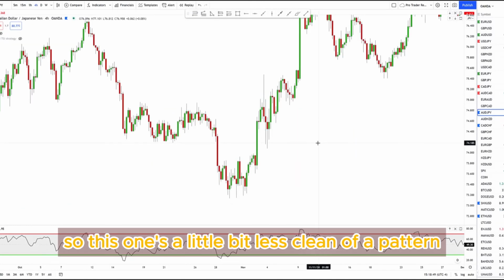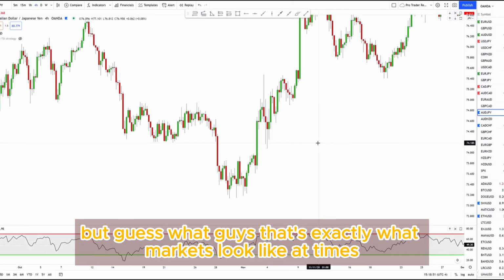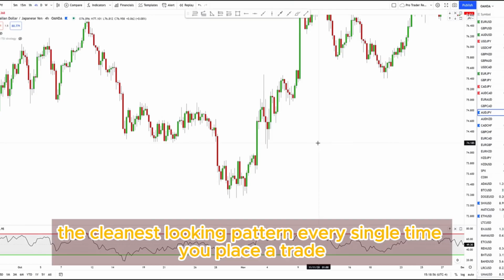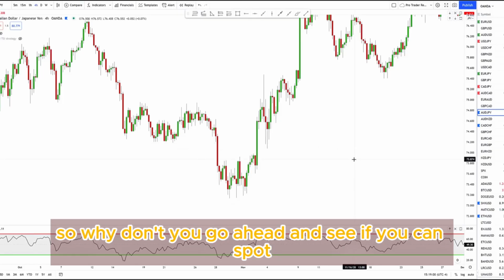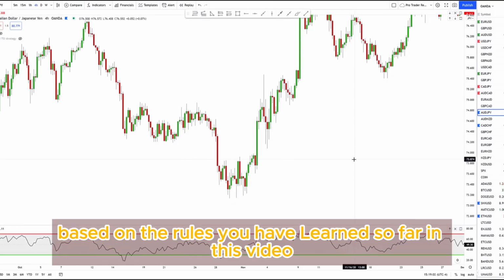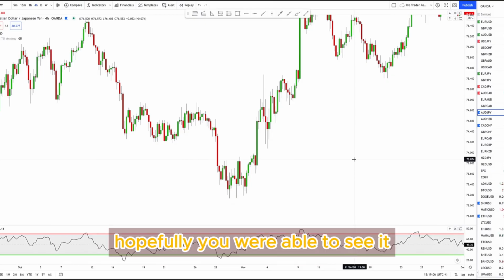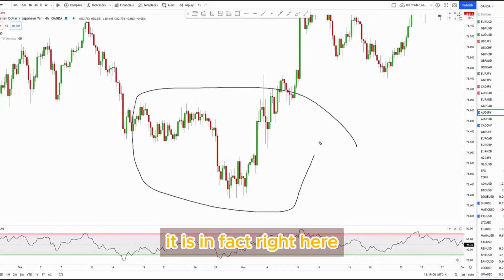Okay, so this one's a little bit less clean of a pattern, but guess what, guys? That's exactly what markets look like at times. You're not going to have the cleanest looking pattern every single time you place a trade. So why don't you go ahead and see if you can spot this inverse head and shoulders pattern based on the rules you have learned so far in this video. Hopefully you were able to see it. It is, in fact, right here.